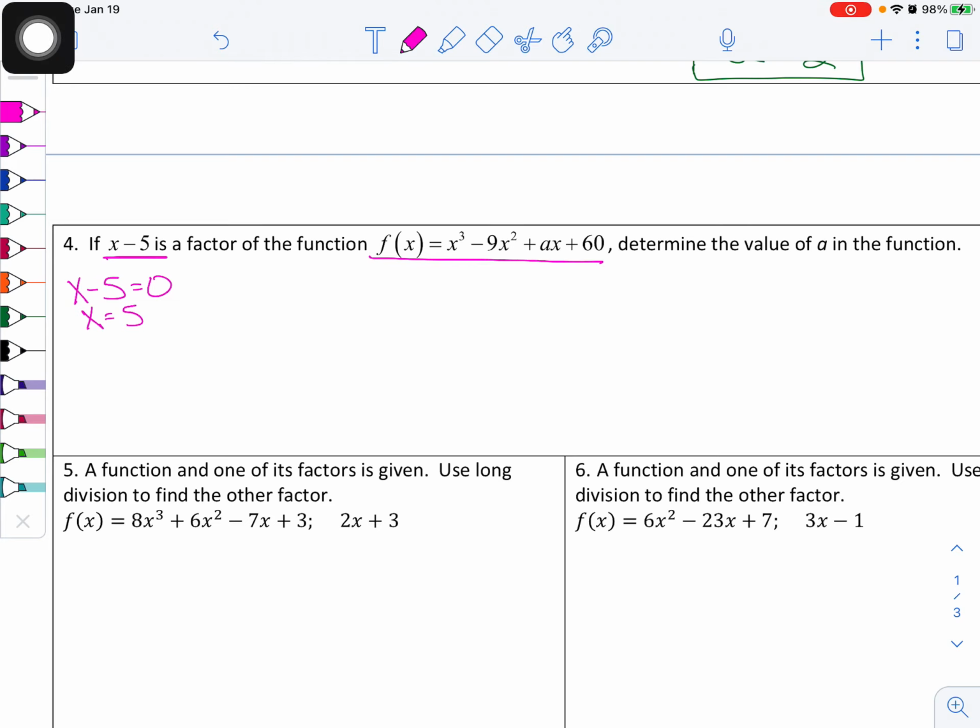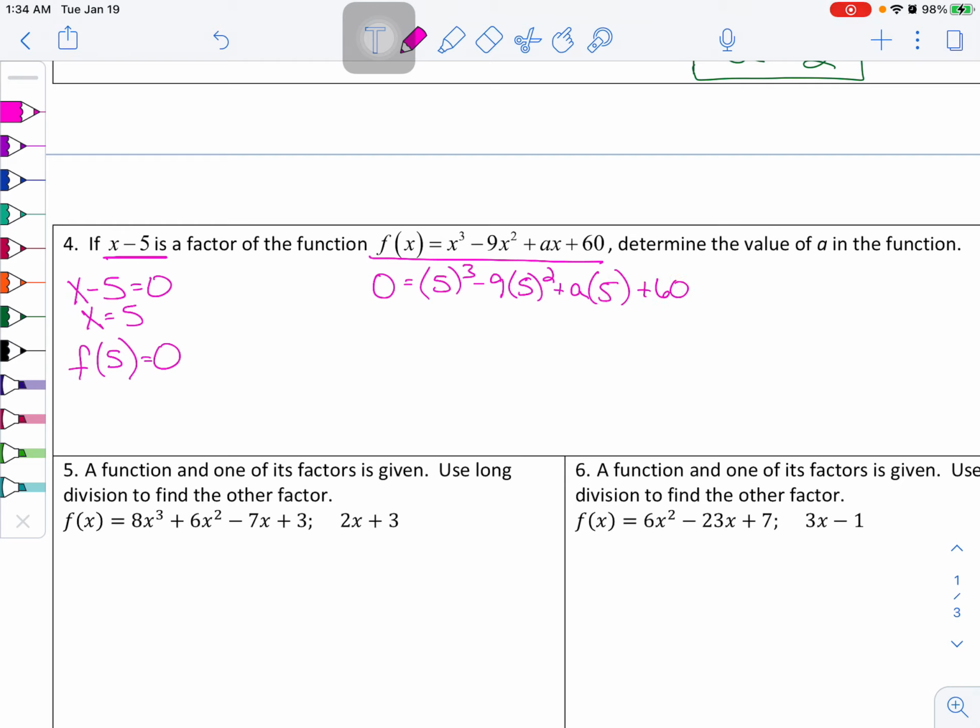One of the deals with the factor theorem says that if this is a factor, then the function value when x is equal to 5 has to be 0. So what I can do is I can actually put f of x and replace this with f of 5, because that's the function I'm working with, or that's the factor I'm working with. And I'm going to set this equal to 0. So 0 is equal to, and I'm going to replace all of my x's with 5's. So 5 cubed minus 9 times 5 squared plus a times 5 plus 60.